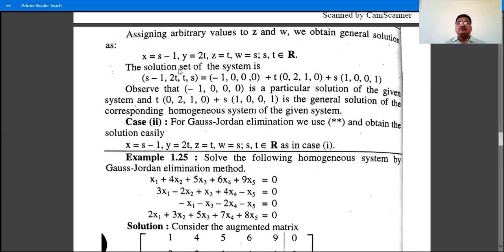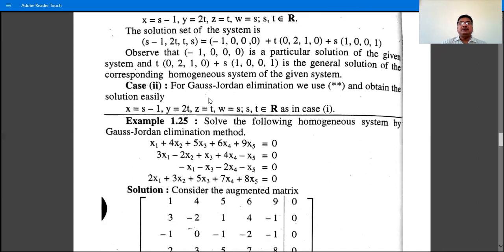Objective question. Suppose this is the solution of the system, that is s minus 1, 2t and s. That question is: find the particular solution of the non-homogeneous system. So this is the particular solution. And another question is: find the general solution of the associated or corresponding homogeneous system. So this part asks for the general solution of the corresponding homogeneous system of the given system.